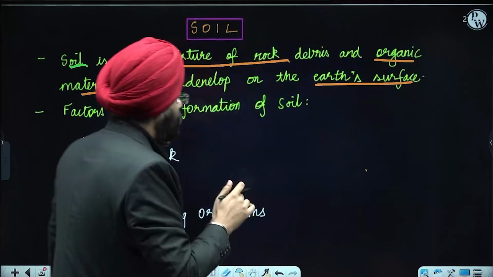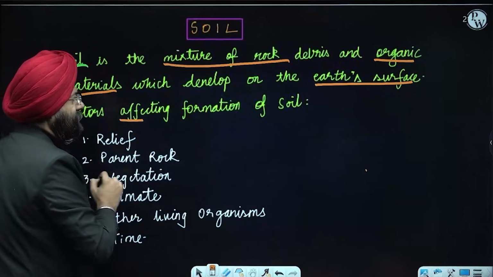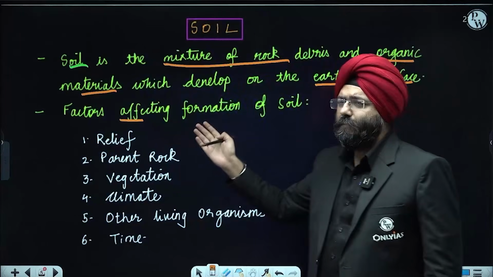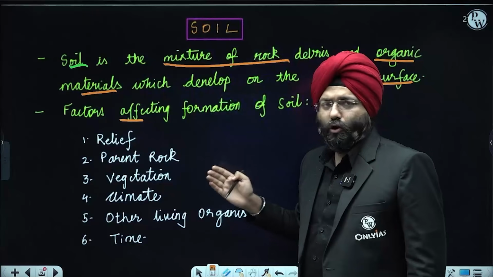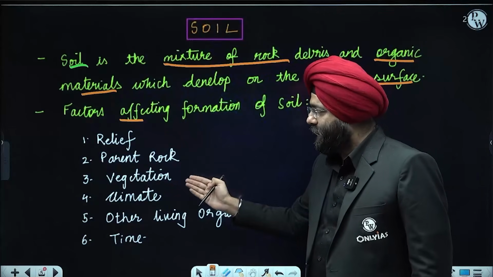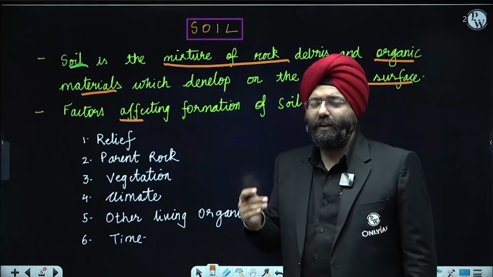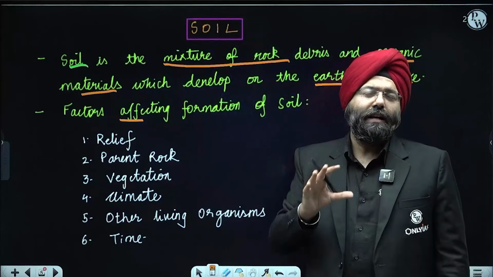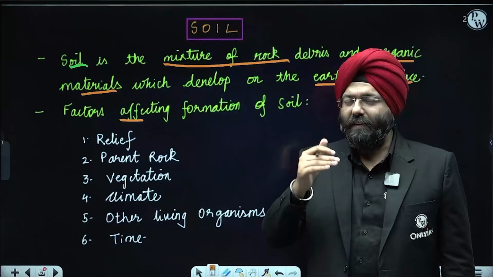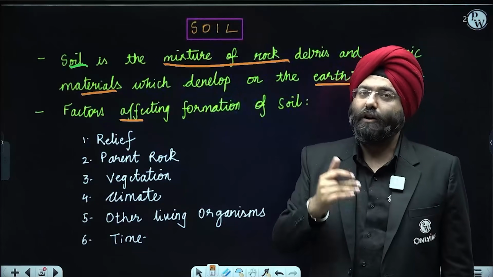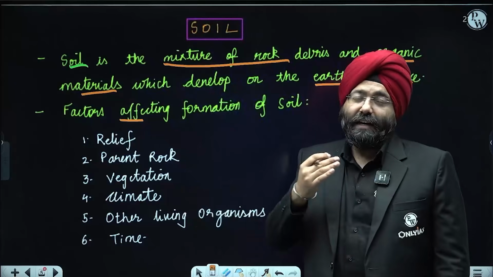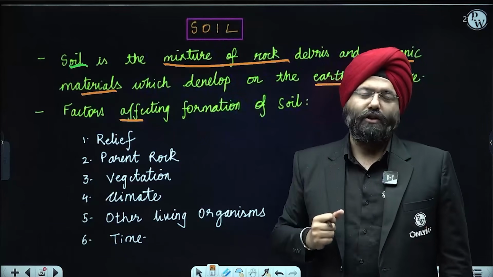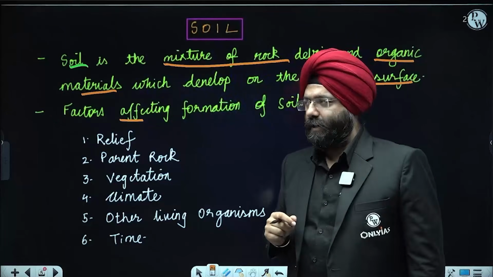Now see, there are multiple factors that are basically affecting the soil. Based on them, a few have been listed over here: relief or topography, parent rock, vegetation, climate, other living organisms, and obviously time. If there is more time, obviously the kind of soil is going to be different also, because the level of erosion that takes place also depends upon time. So all these points play a very important role with respect to what type of soil is present in a particular region. Let's begin with this chapter.